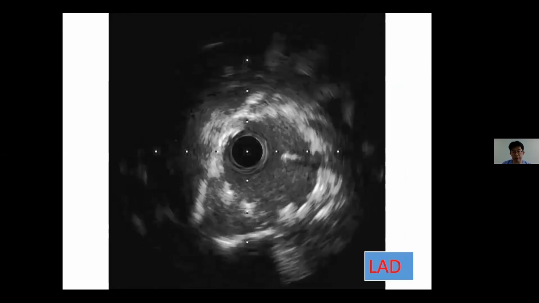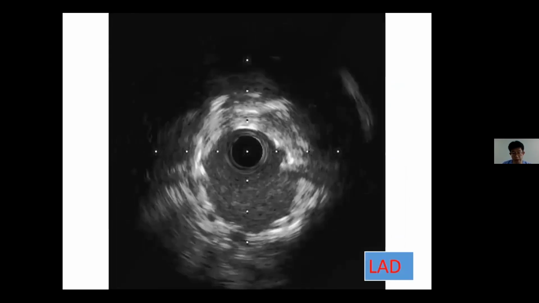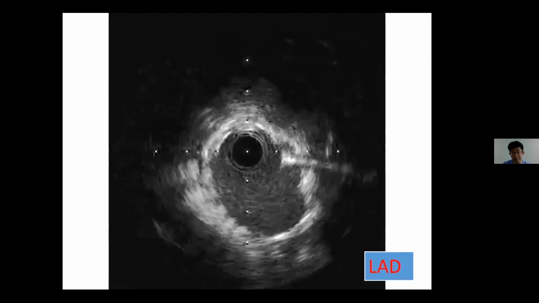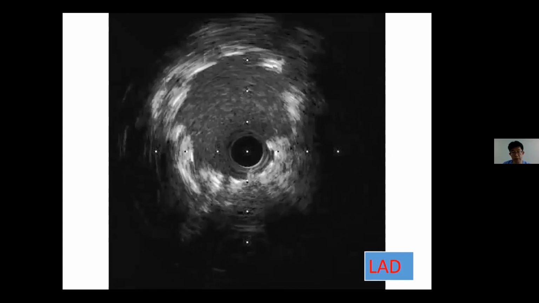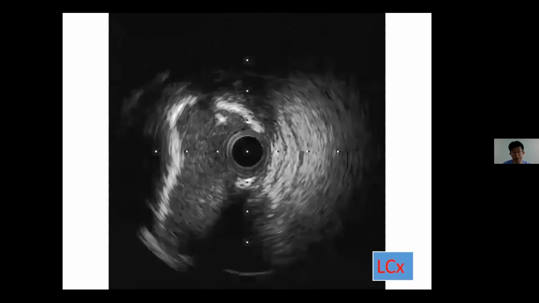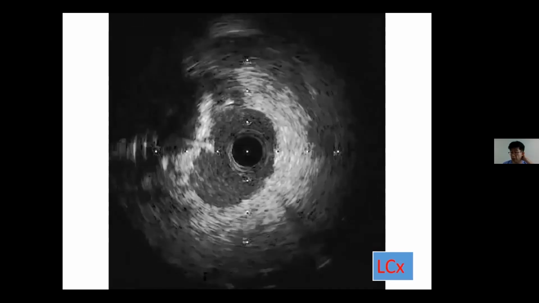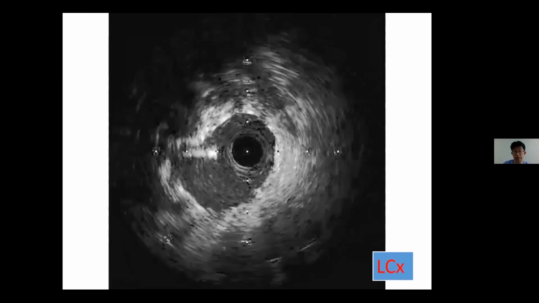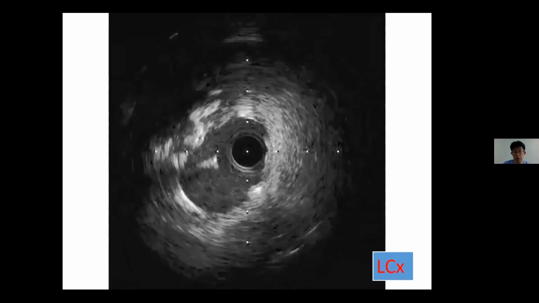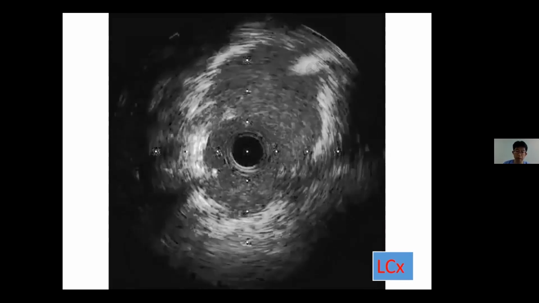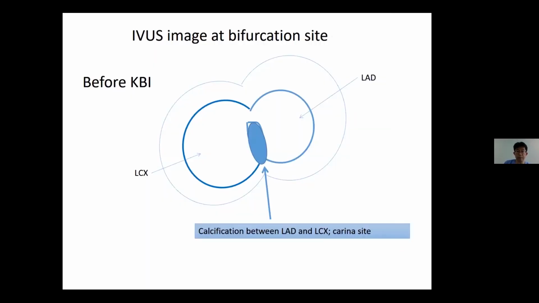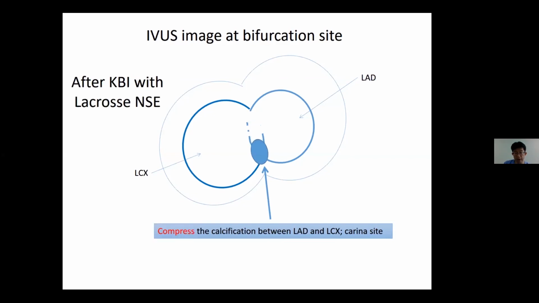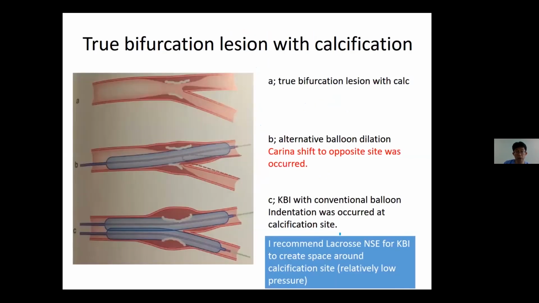So this is the final IVUS imaging with expansion at the LAD here. And this is the circumflex here. So this is a good result here. So this is the imaging at the bifurcation before KBI and after KBI. So this is a true bifurcation with calcification technique.